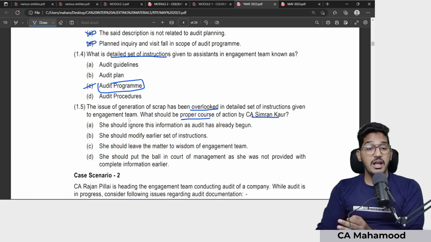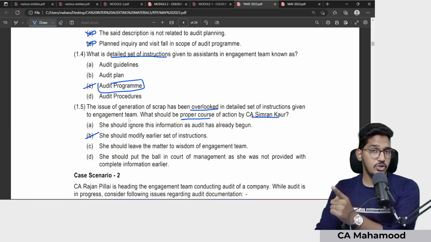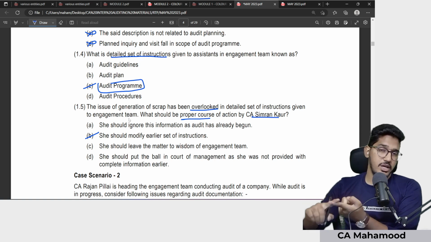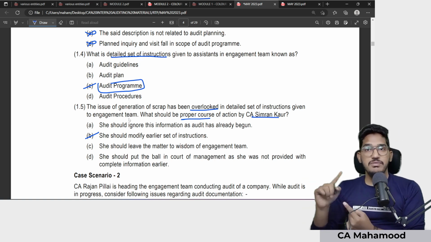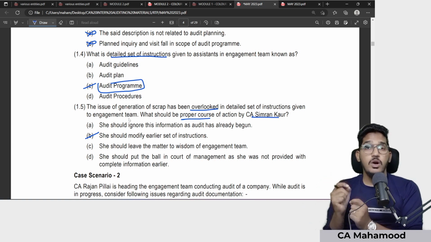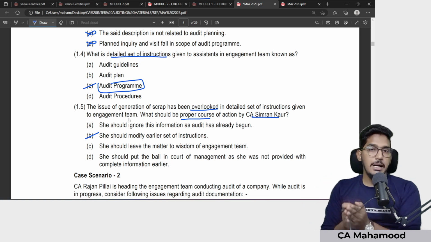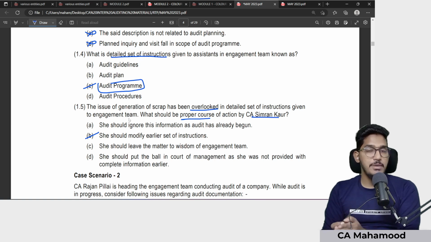She should modify the earlier set of instructions. Yes, this is the correct option. Whatever instructions are already given, you need to update it. Even we have seen in the audit strategy, planning and program, the audit program needs to be reviewed and updated as and when necessary to keep it up to date. So she should modify the earlier set of instructions. This will be the correct option.